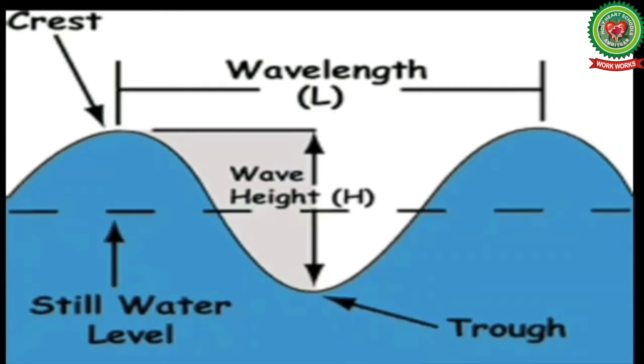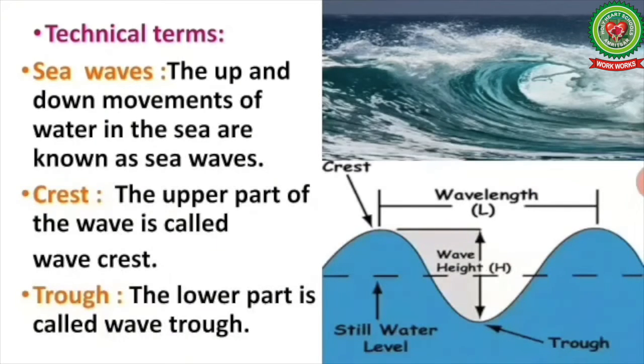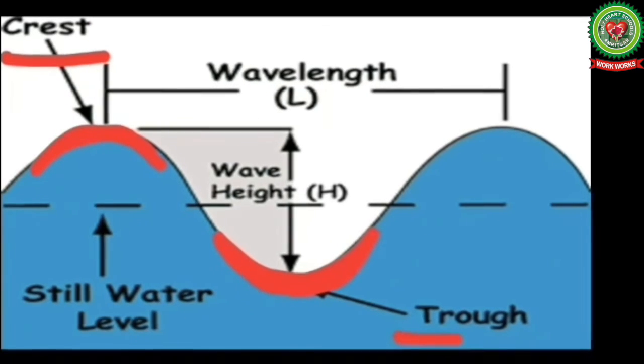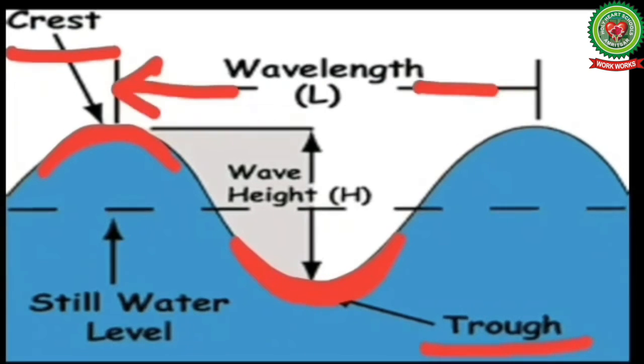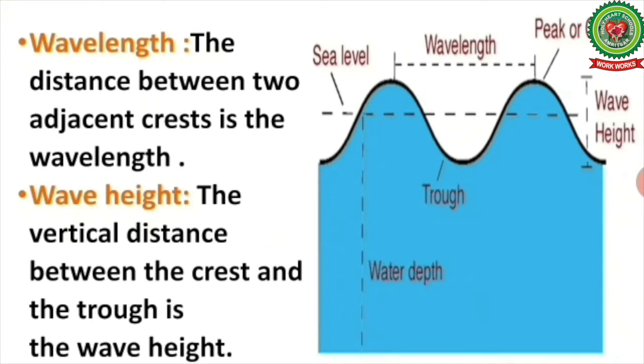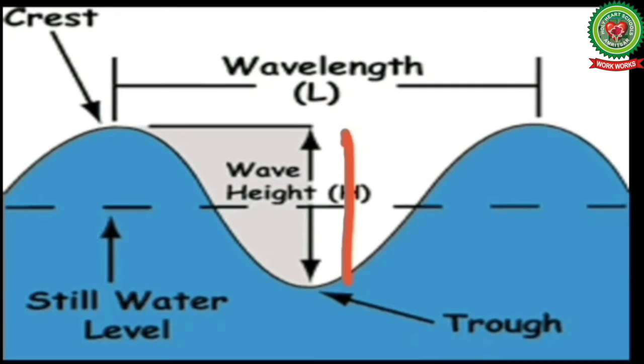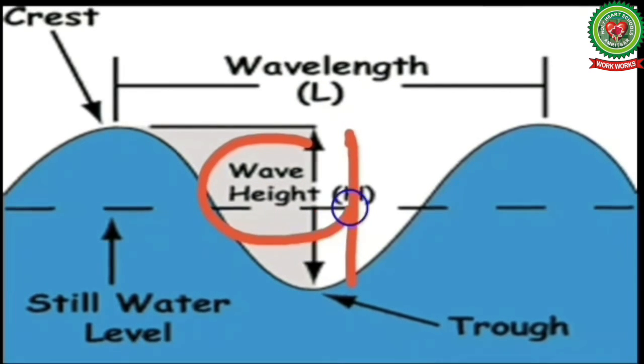Crest: the upper part of the wave is called crest. Trough: the lower part of the wave is called trough. The distance between two adjacent crests is known as wavelength. Wave height: the vertical distance between the crest and the trough is called the wave height.